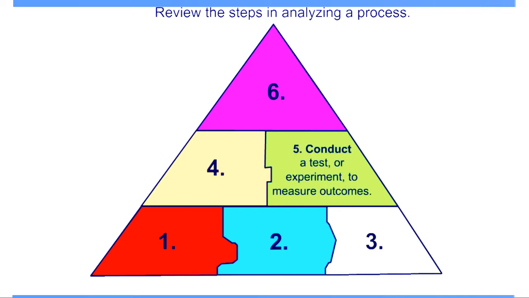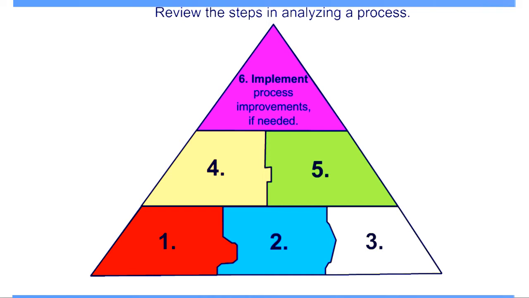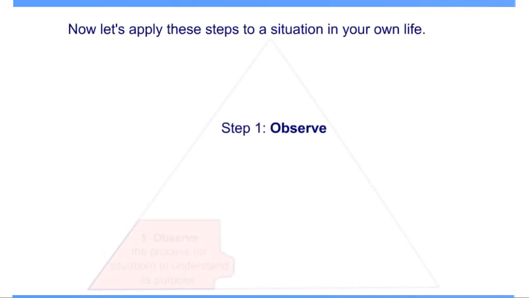Step 5. Conduct a test or experiment to measure outcomes. And step 6. Implement process improvements if needed. Now let's apply these steps to a situation in your own life.